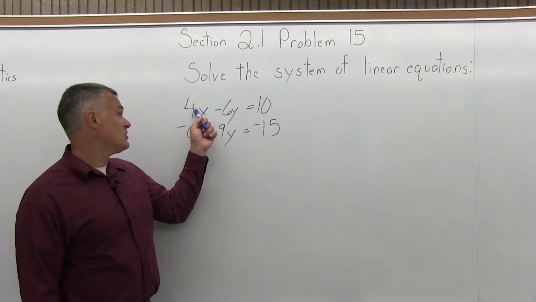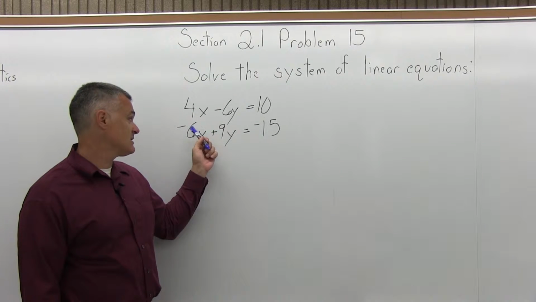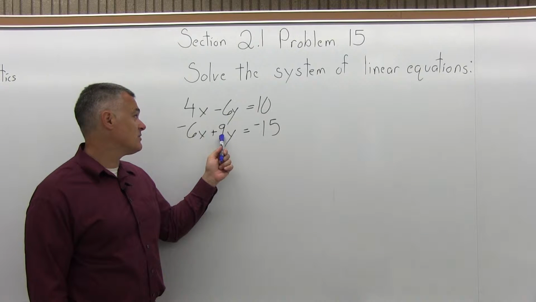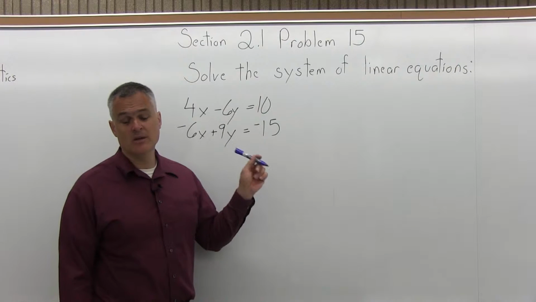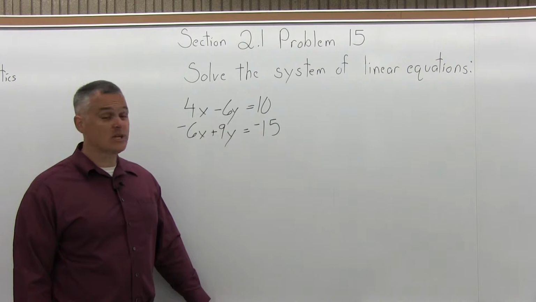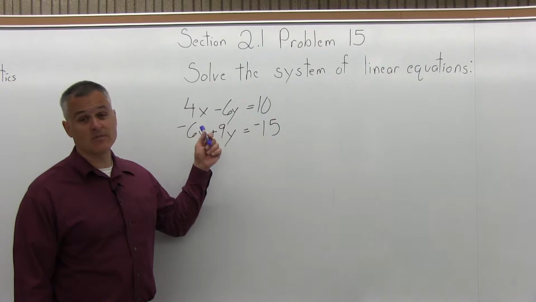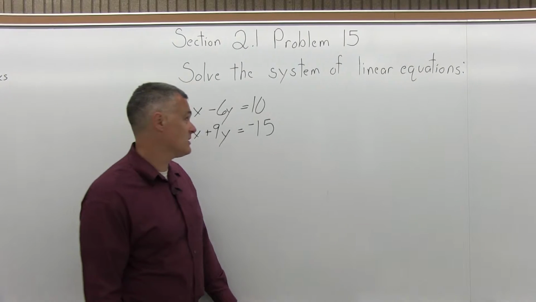So with the x's, if I have a 4 and a 6, I could do 12x and negative 12x. Or the negative 6y and 9y, I could make 18s with those. I could go negative 18y, positive 18y. About the same either way. You should get the same answer either way. A little smaller numbers with the x, so I'm going to choose to cancel the x. No special reason. It should work out the same either way.